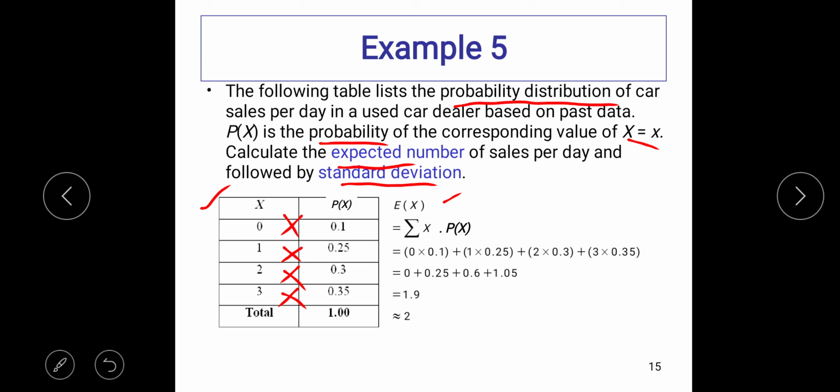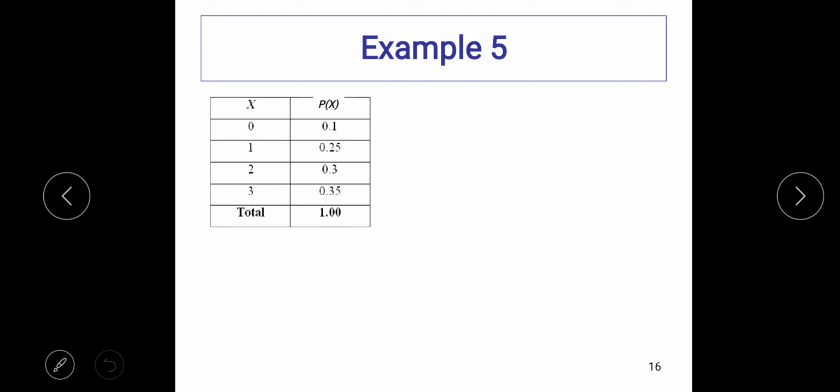So altogether you get exactly 1.9, that is your mean. But since we are talking about number of sales, approximately there have been on average 2 sales per day. So that is your expected value.